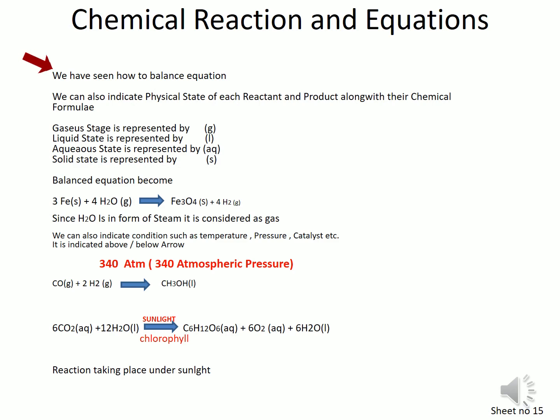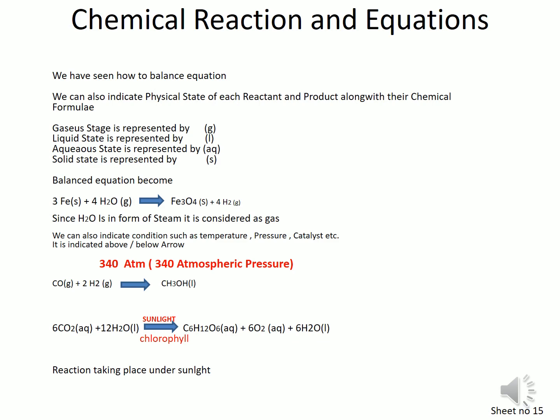Now we have seen how to balance an equation. Further, we can also indicate the physical state of each reactant and product along with the chemical formula. Gaseous state is represented by small g, g for gas. Liquid state is represented by small l, l for liquid. Aqueous state is represented by small aq, aq means aqua. Solid state is represented by small s.